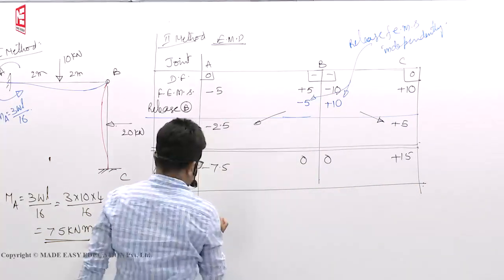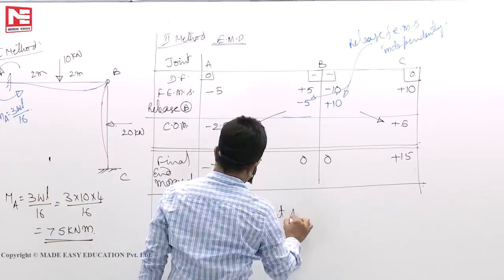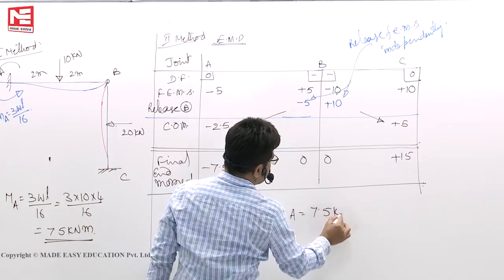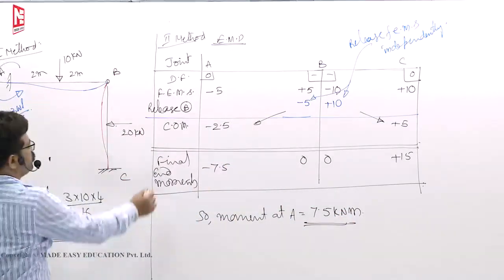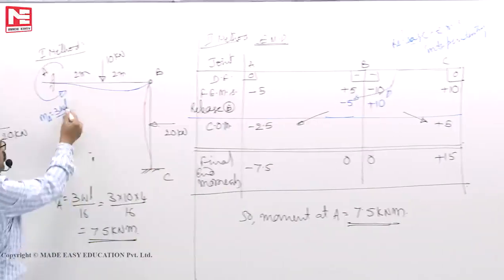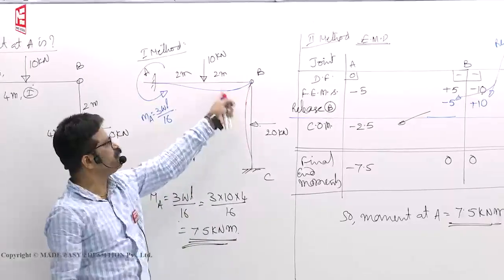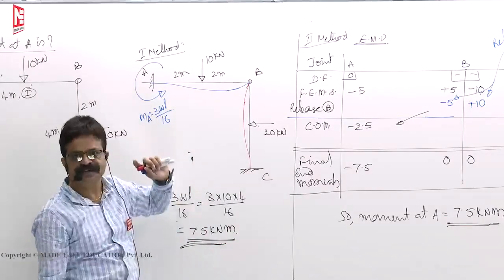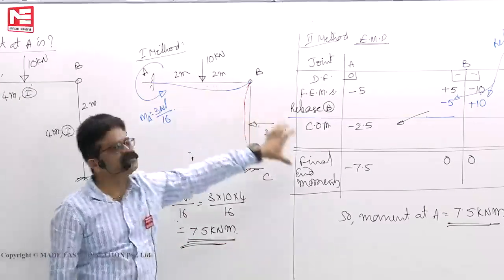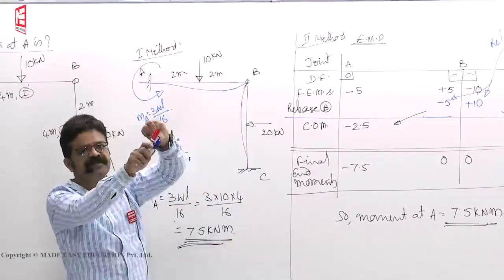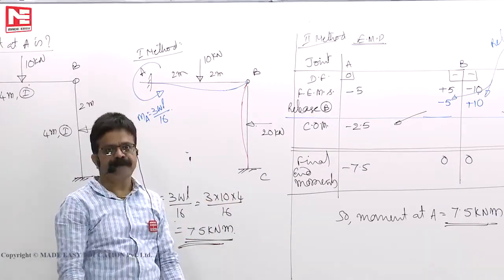See what's the moment at A? Simply, they don't ask you plus or minus. Simply 7.5 kilonewton meter. This way is one thing. This way 3WL by 16 you remember the same result you will get. Because this profile we know. So we could have written. We have written that way. If this idea you don't get it, this we can make it. Just fix all of them, then release at B independently. Then half moment is carried over, issue closes.